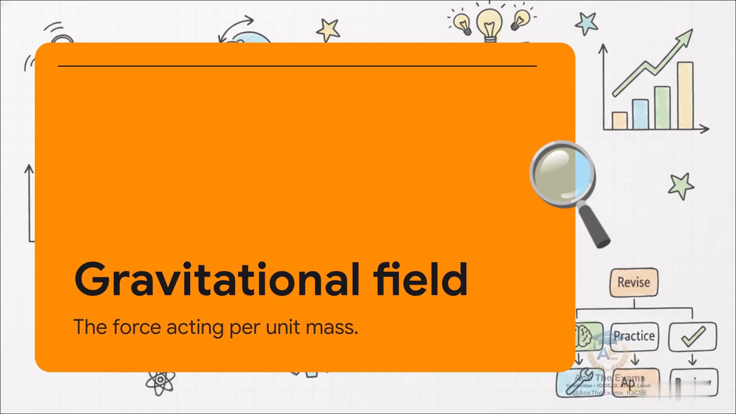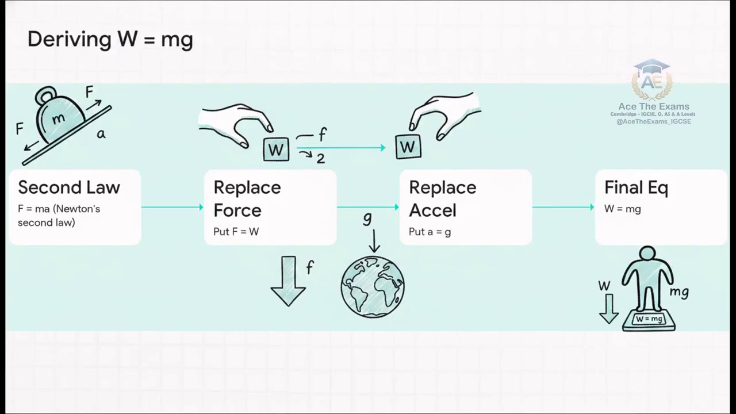And this leads us straight to a key definition you have to know. Gravitational field strength is the force acting per unit mass. Let me say that one more time so it sticks. Force per unit mass. Now, what's really fascinating here is seeing where the formula actually comes from. It isn't just made up out of thin air.